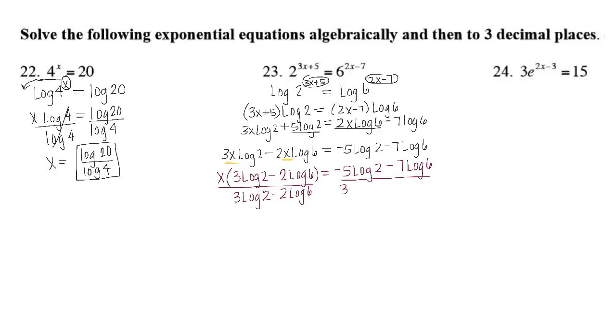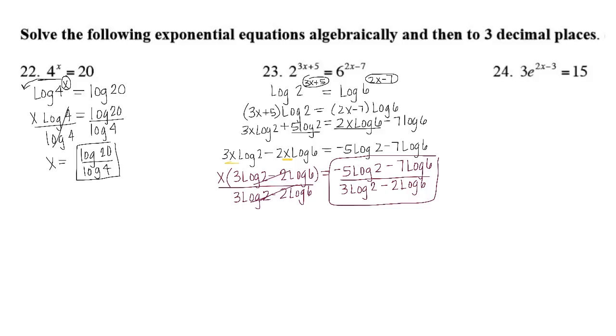So again, 3 log 2 minus 2 log 6, and that's going to be our final answer. We have x isolated on one side, and then all of this other gobbledygook over here will be our final answer, and you can leave it just like that.